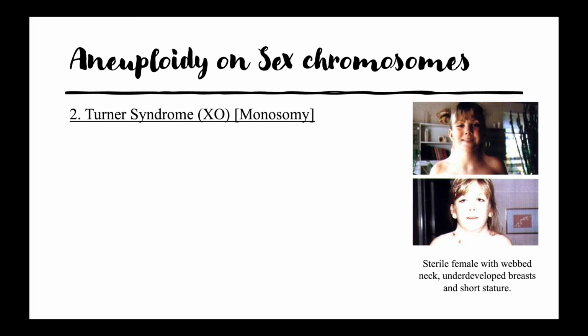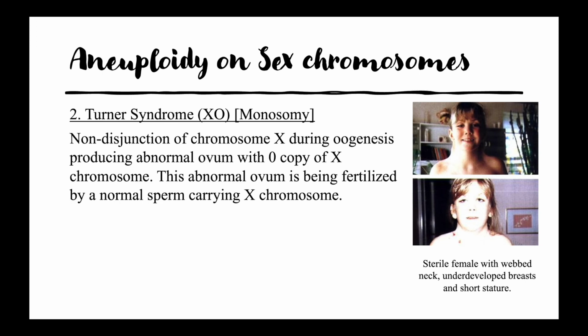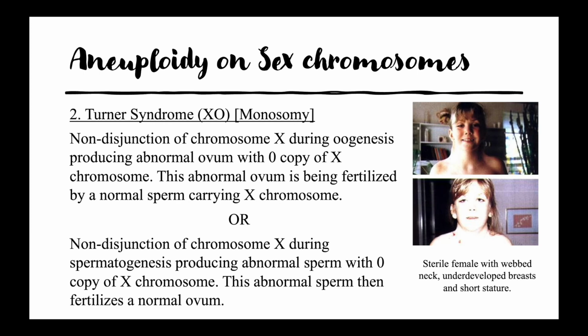A Turner syndrome individual can arise either when non-disjunction of chromosome X takes place during oogenesis, producing an abnormal ovum with no copy of X chromosome. This abnormal ovum is then fertilized by a normal sperm carrying X chromosome. Or it can also arise when non-disjunction of chromosome X takes place during spermatogenesis, producing an abnormal sperm with no copy of X chromosome. This abnormal sperm then fertilizes a normal ovum.